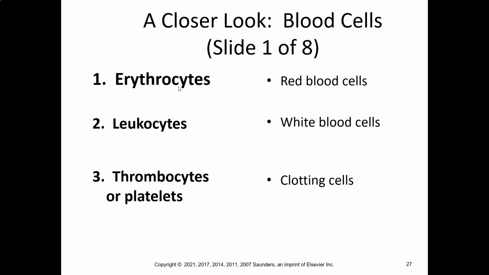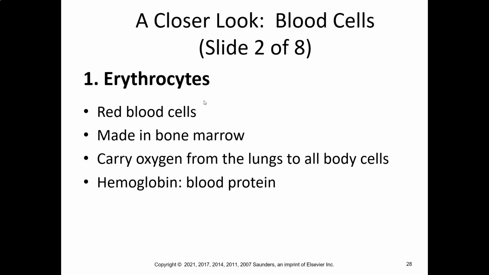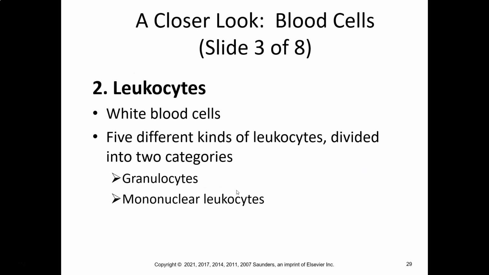We want to look at blood cells. Erythrocytes, red blood cells, leukocytes, white blood cells, and thrombocytes or platelets are clotting cells. Make sure you know the difference. Erythrocytes, again, are red blood cells made in the bone marrow, which carry oxygen from the lungs to all body cells. Hemoglobin is a blood protein.